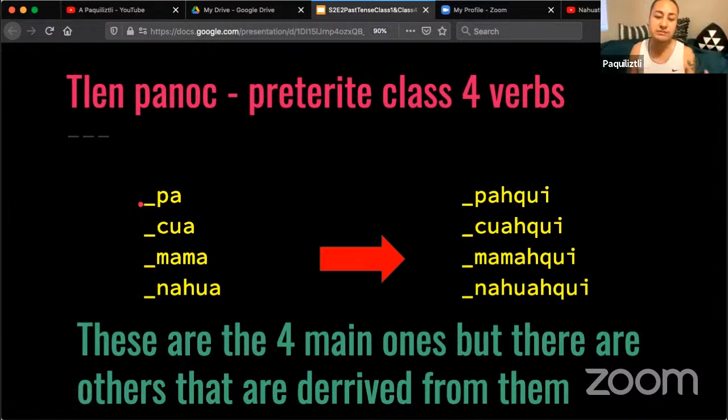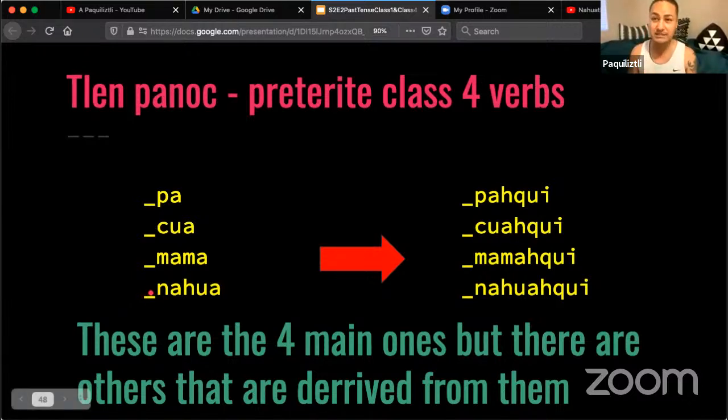Okay, so let's say you're saying I paint a flower. The word for flower is xochi, xochitl. So we would say ni xochipa. I paint a flower, ni xochipa, or I painted a flower, ni xochipahki. That xochi, placed there, takes the place of the object that you're doing the action to. So you don't need the tla. You can just put the xochi there. If you want to say I ate a flower, ni xochicuahqui. I carried a flower on my back, ni xochimamahki. I held and carried a flower in my arms, ni xochinahuahki. Okay, but you always have to have some kind of object there.